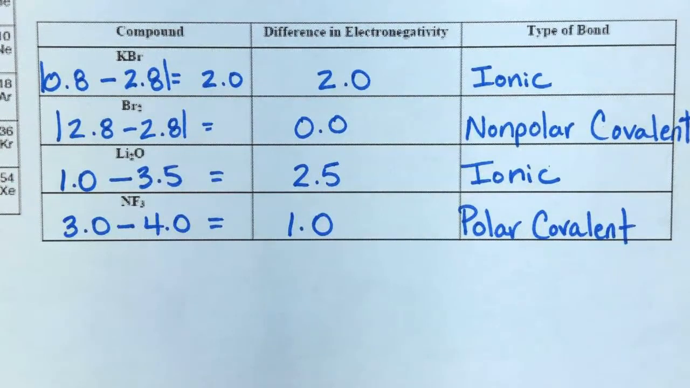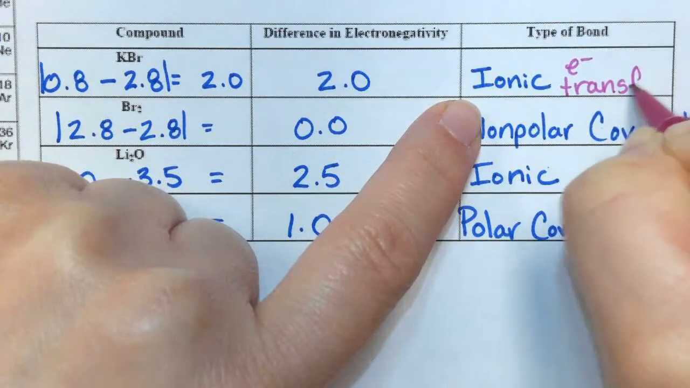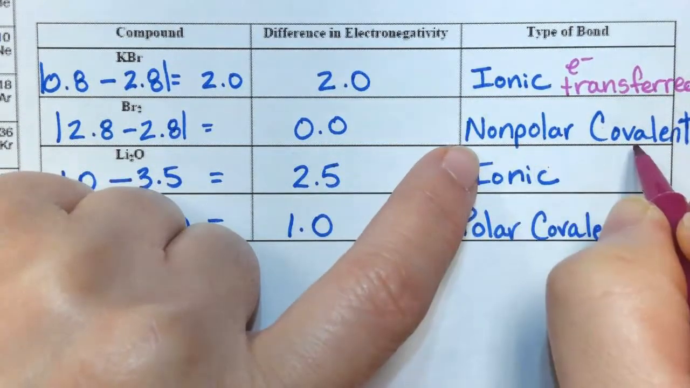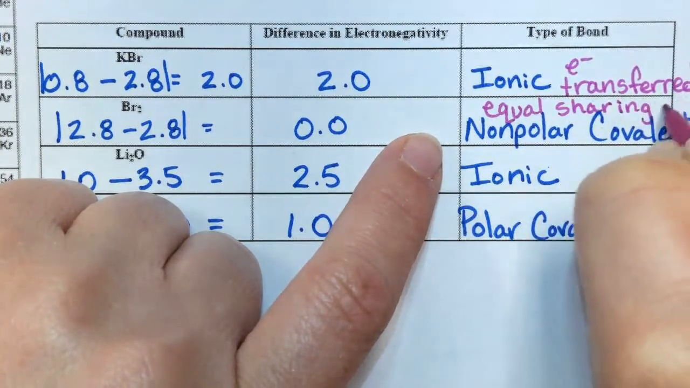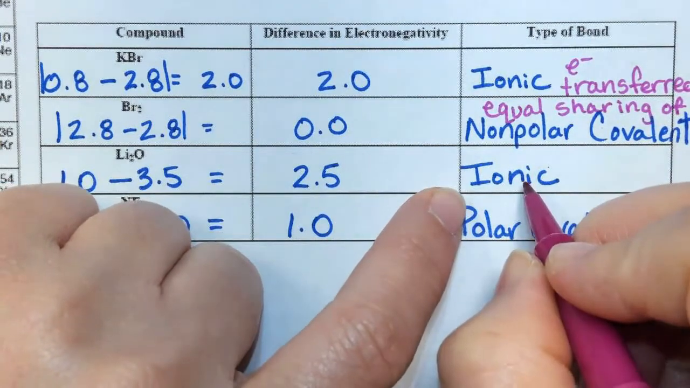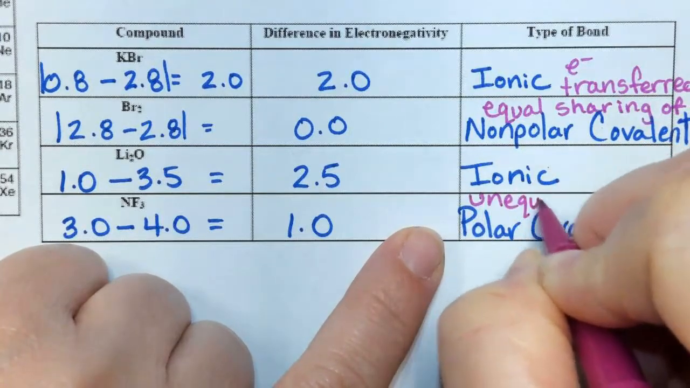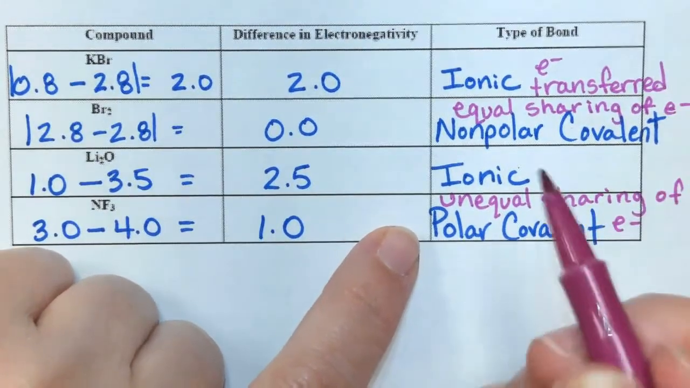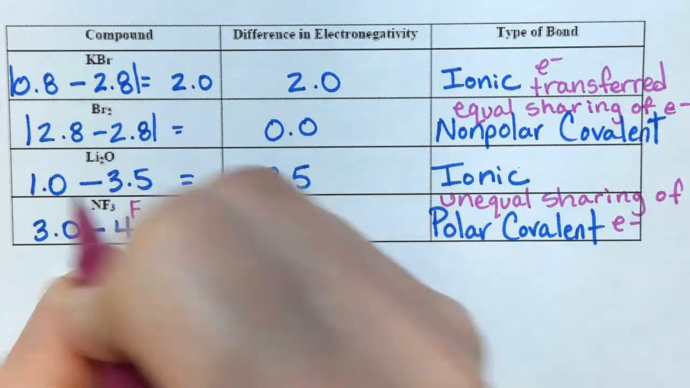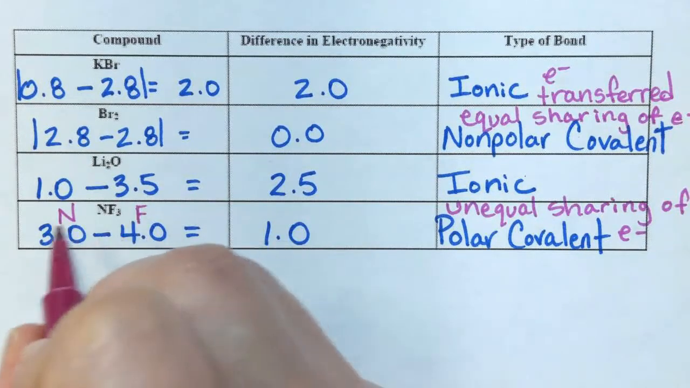So to be more specific, what this really means is if you have an ionic compound, that means that the electrons get transferred from the metal to the nonmetal. If you have a nonpolar covalent bond, you have an equal sharing of electrons. If you have an ionic compound, again, the electrons are transferred. And polar covalent means there's an unequal sharing of electrons. And the electrons are generally pulled toward the more electronegative element. So in this case, because fluorine was more electronegative, the electrons are being pulled toward the fluorine and away from the nitrogen.